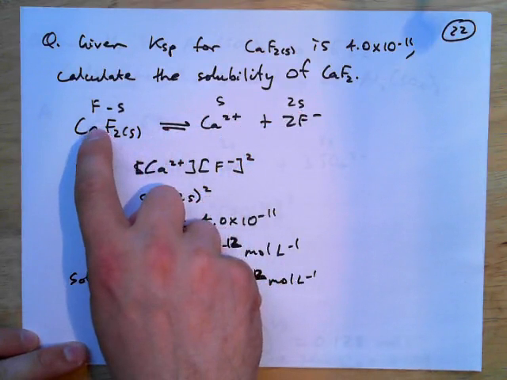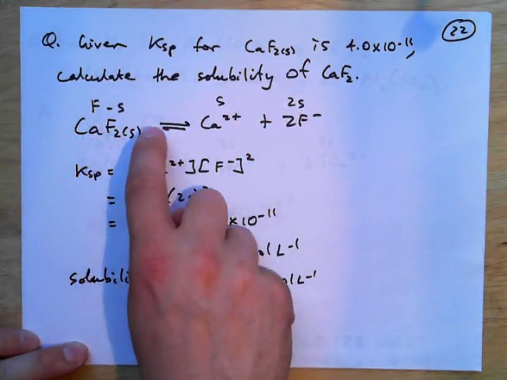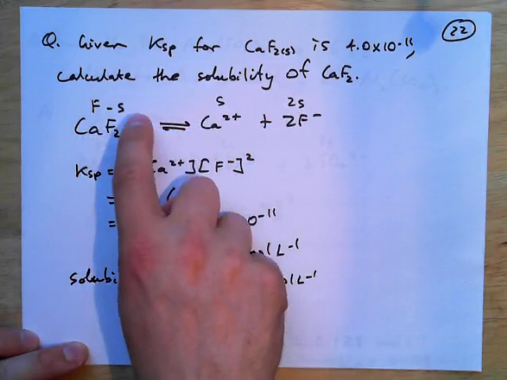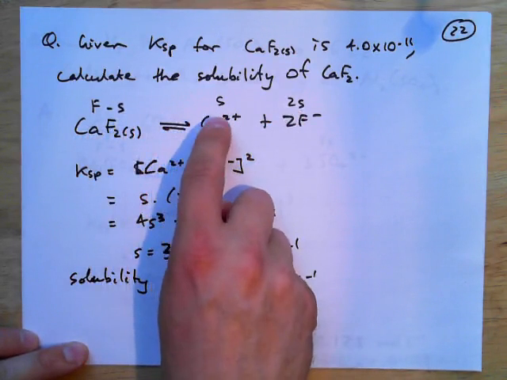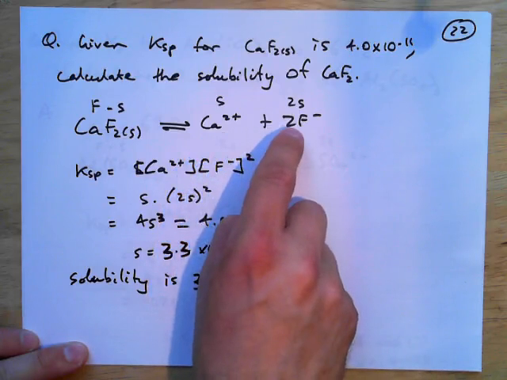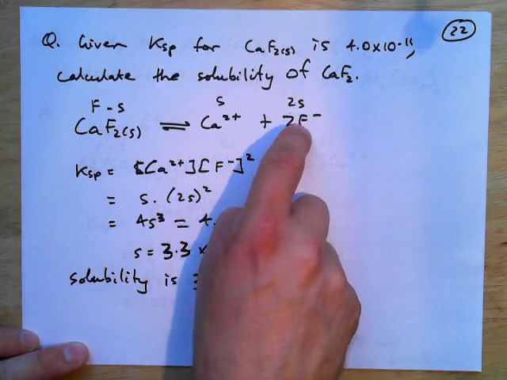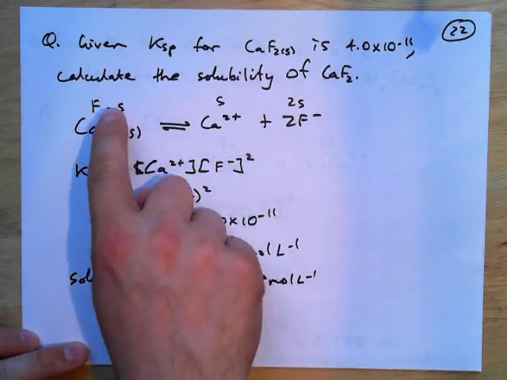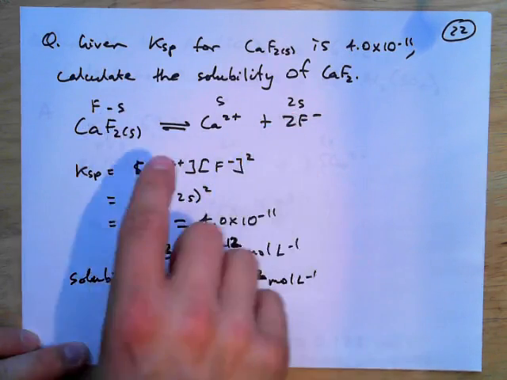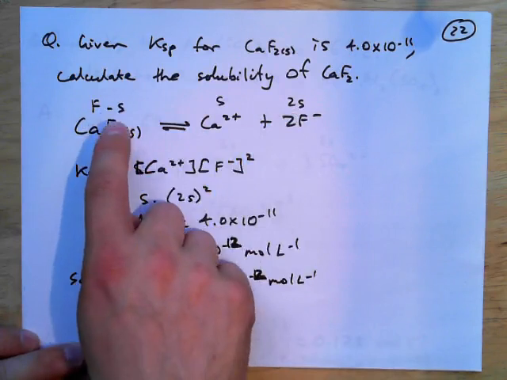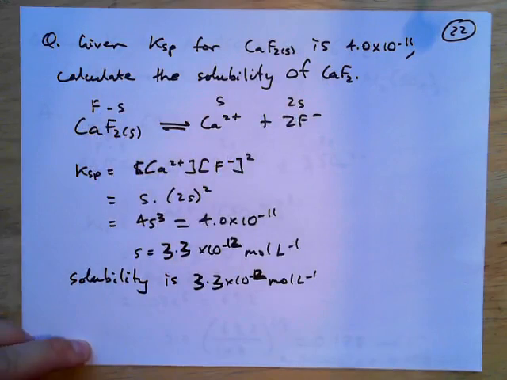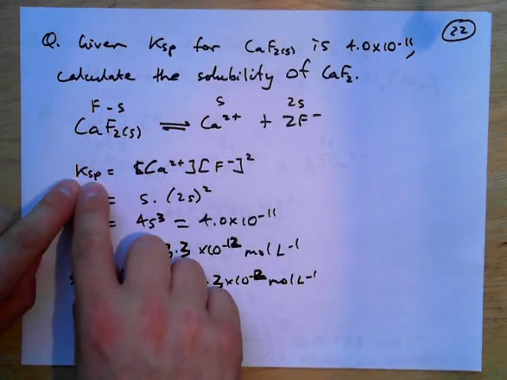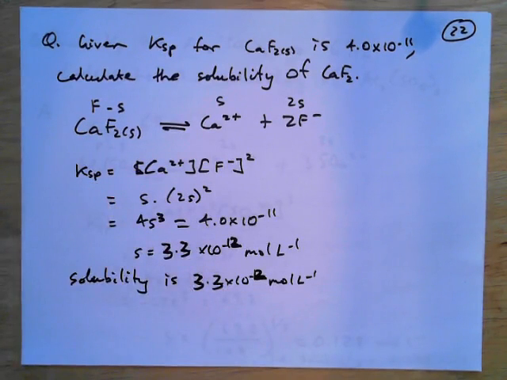So you look at the stoichiometry. For every one of these, we get one of these. So if it loses an S, it must gain an S of calcium 2+, but it must gain 2 lots of S of the fluoride. Okay, so the fluoride must be 2 lots of S. Then you just forget about exactly what we've done. You go back to what the KSP expression is. So forget about the S's. This is the step we have to be careful with. So we go back to what our equilibrium expression is in the first place.